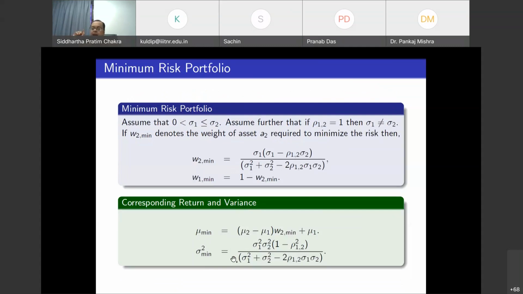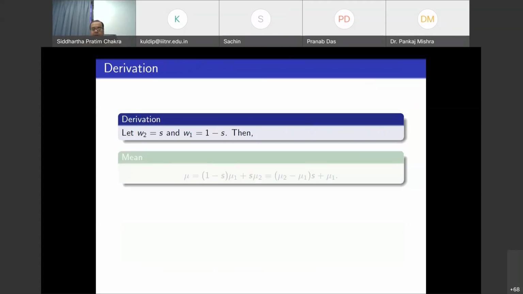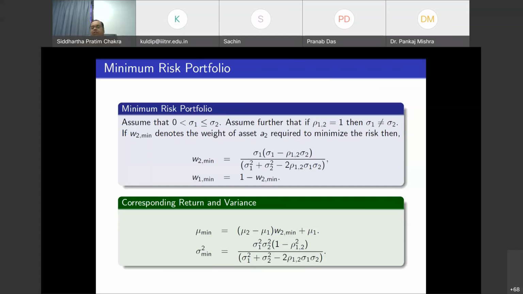For those choices of W1 and W2, the expected return is given by this, and the variance will be given by this. And remember, those W1, W2 are a result of minimizing the variance. So once you substitute it back into sigma square, the sigma square that you get is the minimum variance portfolio, or what is called the MVP. Now, how do I derive this? How did I arrive at these two values of W2 and W1?